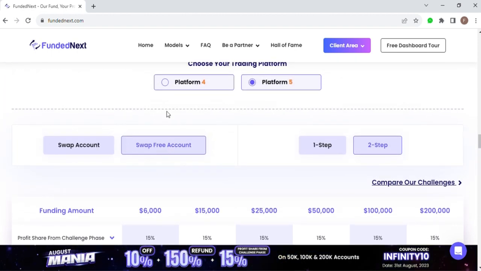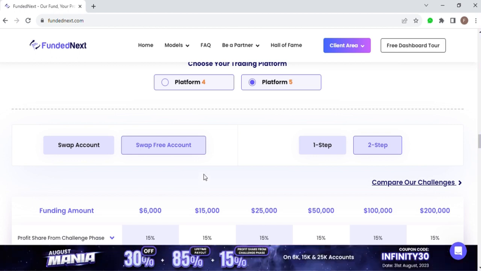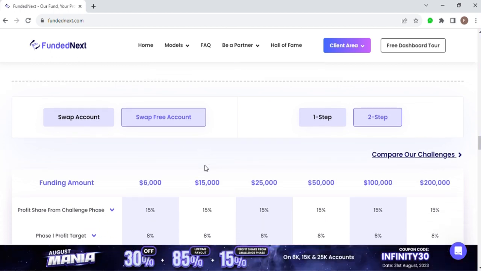And if you want to know more about the difference between a Swap-free account and a Swap account, I've made a video on it. You can see the video out here, and also I'm going to drop the link in the description.